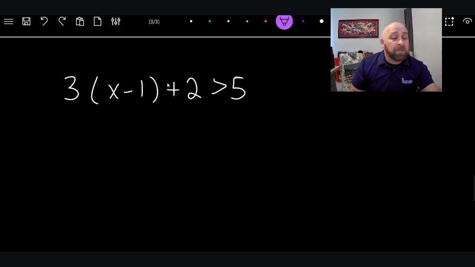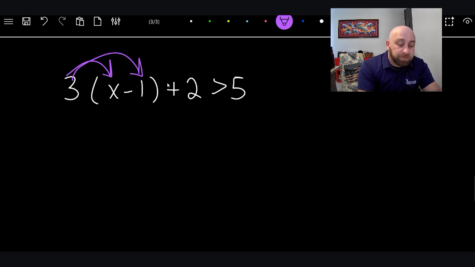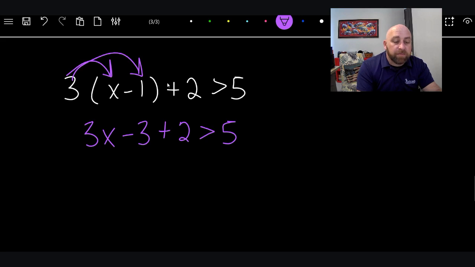And there is something that I can do before I start moving things from one side to the other. And that is I can distribute that 3. I can solve those parentheses by distributing my 3. So I'm going to come up with 3x minus 3 plus 2 is greater than 5. There's still something else that I can do. I'm still on the step, do what you can do.